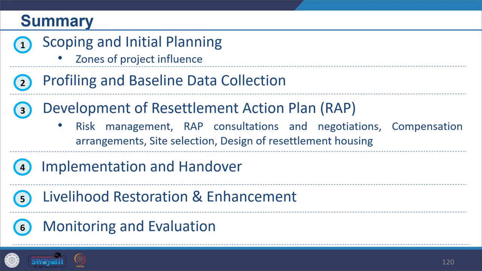So summarizing what we covered, we looked into the scoping and initial planning related with what are the different zones of project influence and then with relation to land acquisition and resettlement. We looked at how we undertake profiling and baseline data collection, then how we develop resettlement action plans, the key elements and the phases of it, then how we implement and hand it over, and then what we mean by livelihood restoration and enhancement, and how it becomes part of the resettlement action plan, and then we also looked at monitoring and evaluation. So that was all for today's session.